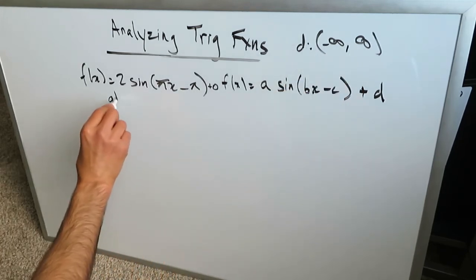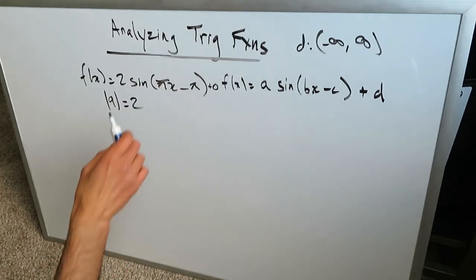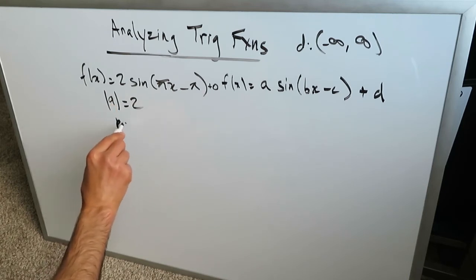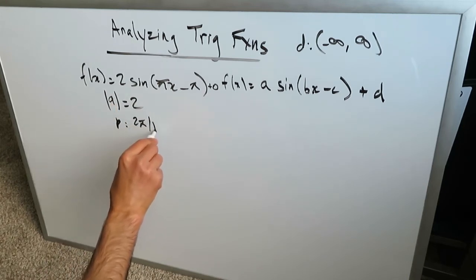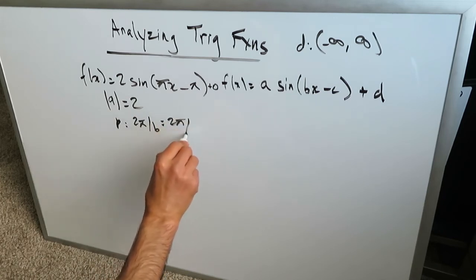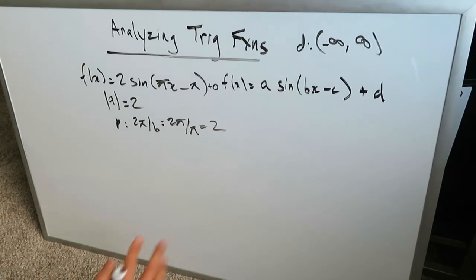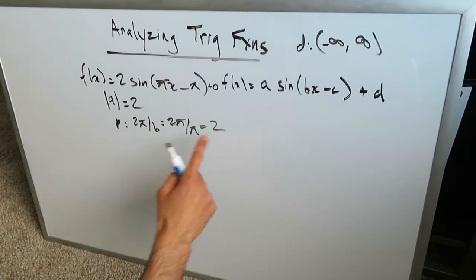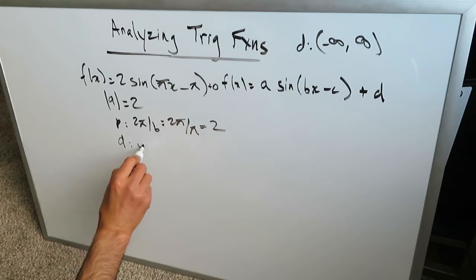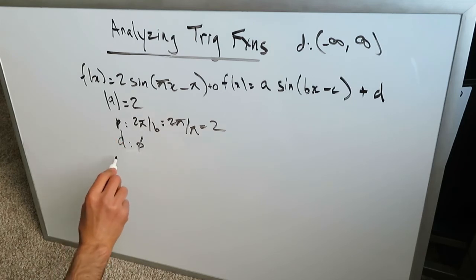Let's look at the amplitude, always absolute value. It's going to be 2. It's twice as tall as a regular sine wave. What about period? 2 pi over b. What's our b value? It's pi. So it's going to be 2 pi over pi, and that gives me a period, the length of a single wave, of 2 units. Is there vertical translation? No, there isn't. No vertical translation. 0.